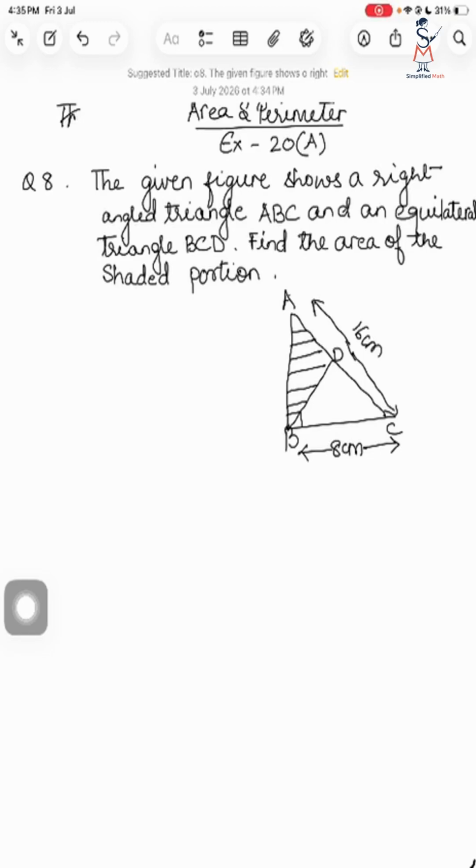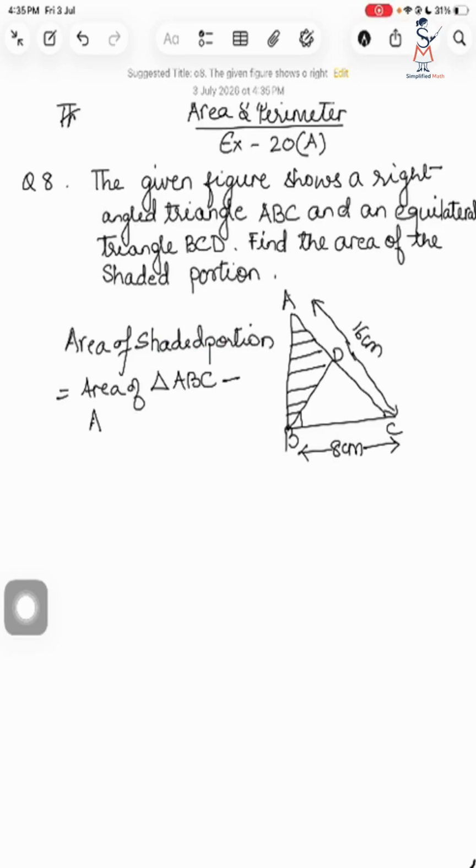So what will it be? Area of shaded portion will be equal to area of triangle ABC, the big triangle, minus area of triangle BDC. Now my job will be to find the area of the triangle ABC and the area of triangle BDC.